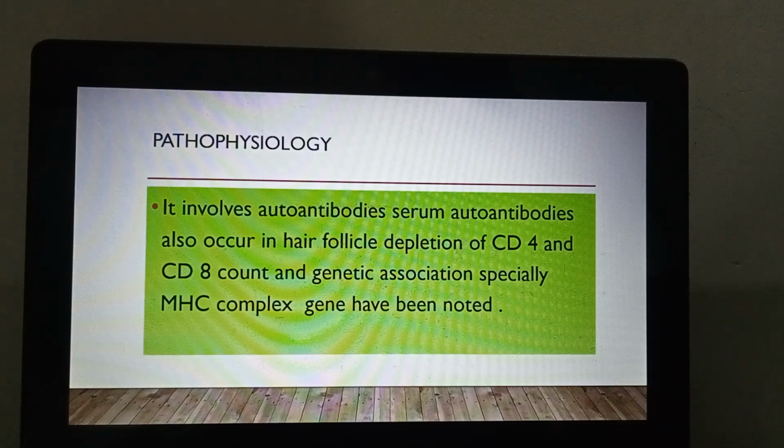Pathophysiology. It involves autoantibodies, as I have already discussed. Serum autoantibodies also occur against the hair follicle, leading to depletion of CD4 and CD8 count. It has a genetic association, especially the MHC class 1 gene has been noted.